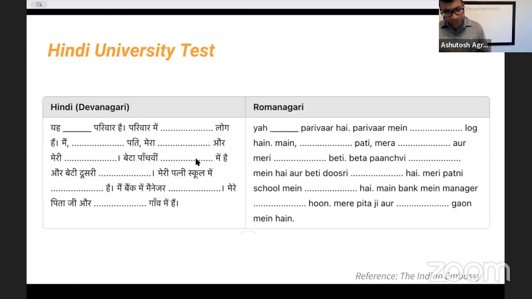Beta. Okay, continue. Beta, पांचवी or fifth. बेटी दूसरी, as above, grade or class. Yeah. है. That's right. Correct. Okay. So beta, पांचवी, grade, class or kaksha. Kaksha is the word. I'm going to write it down.